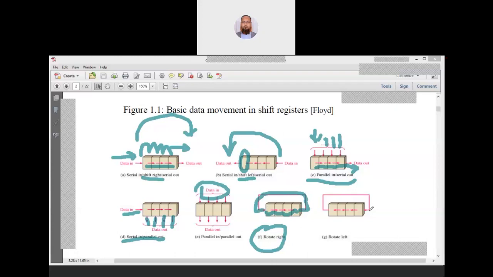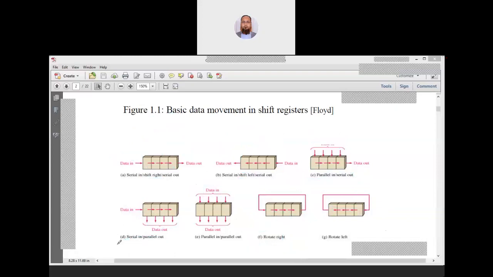Similar thing happens for the rotate left. Data is moving from right to left, left, left, and then it comes back to the rightmost. So these are the different operations that are possible using the shift registers. I hope everyone is clear about these operations.